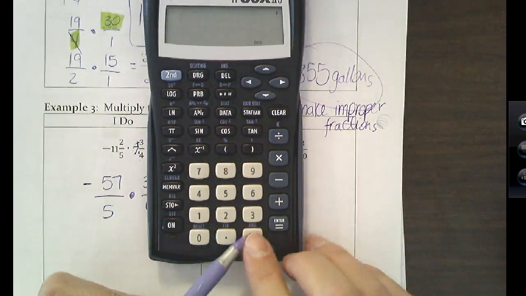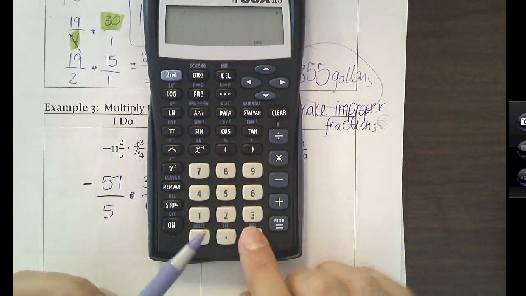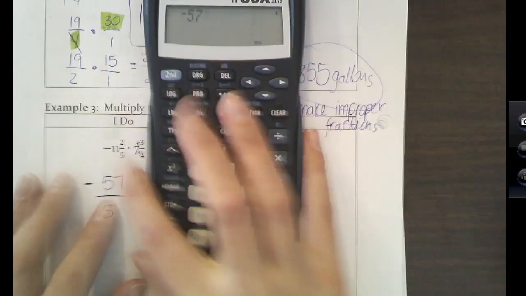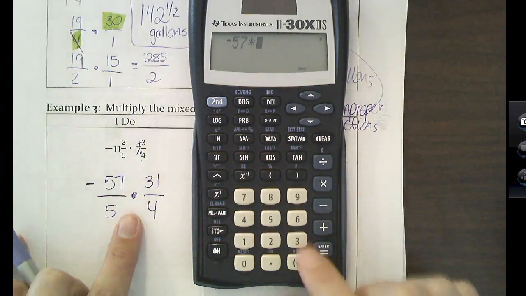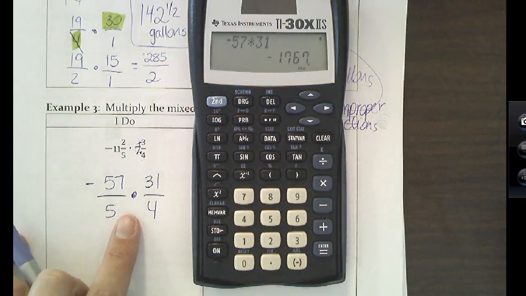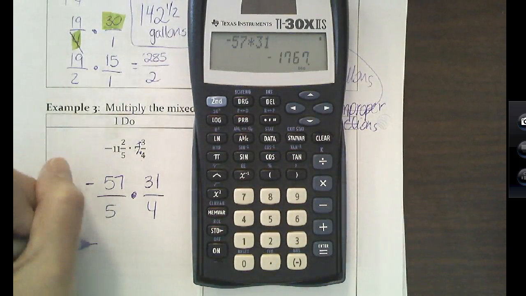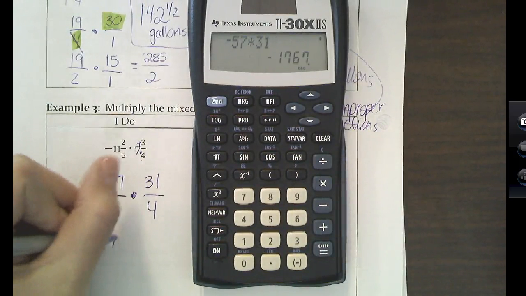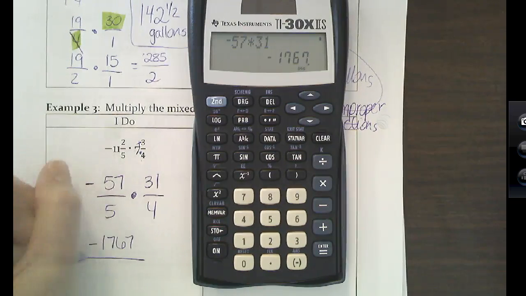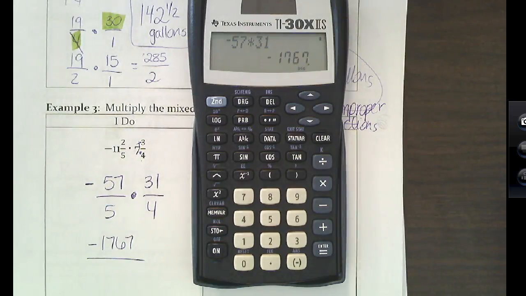On the calculator, down here at the bottom, you're going to hit the negative. So type the negative 57 times 31. And I'm getting negative 1,767. That's my numerator. Divided by, in my denominator, what's 5 times 4? 20.